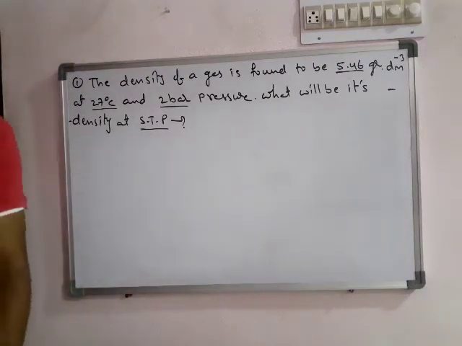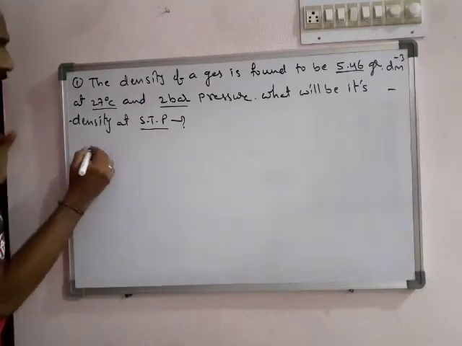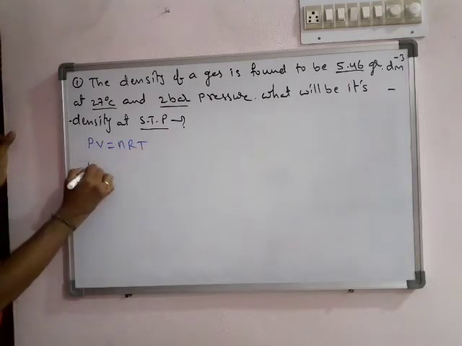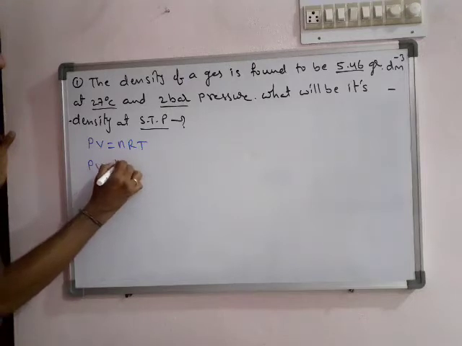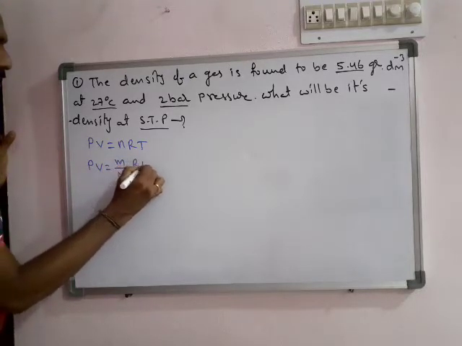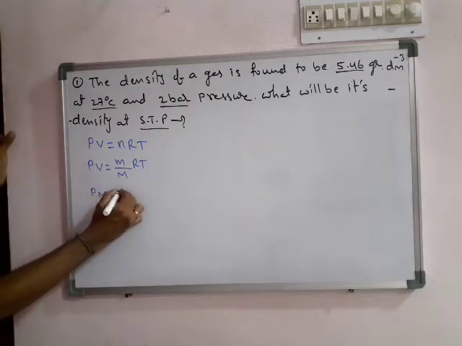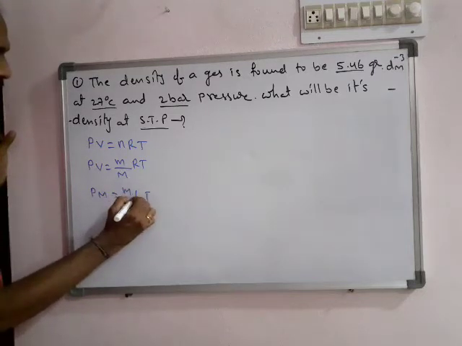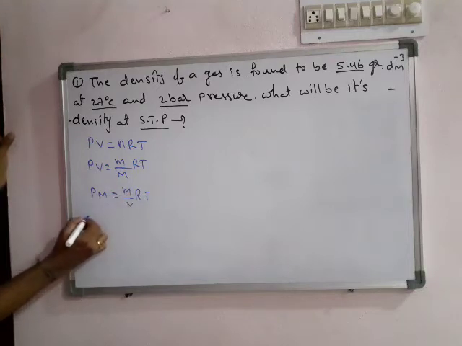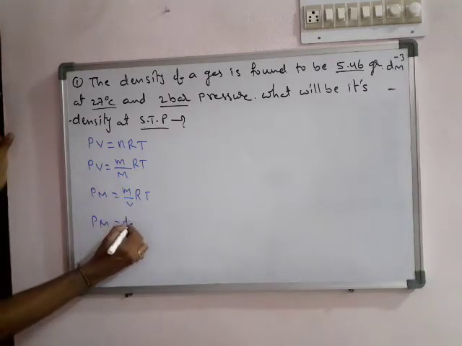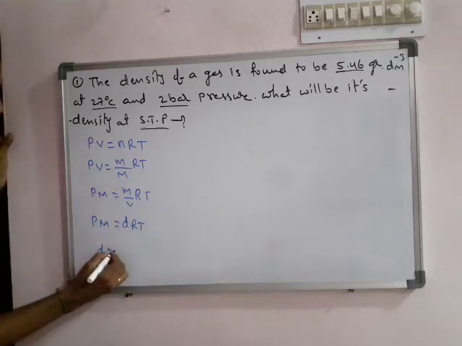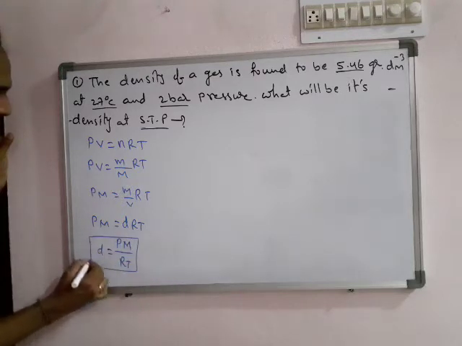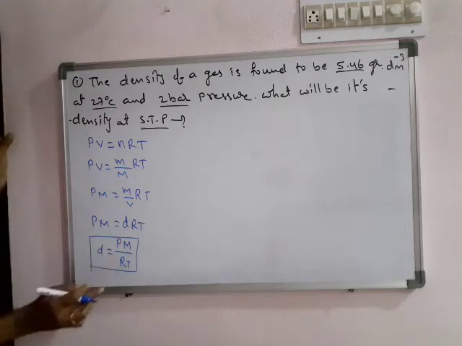Okay. So at first, we know the equation for density according to the ideal gas equation. It can be written as mass by molar mass RT, M by V R T, sorry. So M by V, we can write mass by volume equals density. So D is equal to P M by R T. So from now onwards, you need to remember density is equal to P M by R T directly.